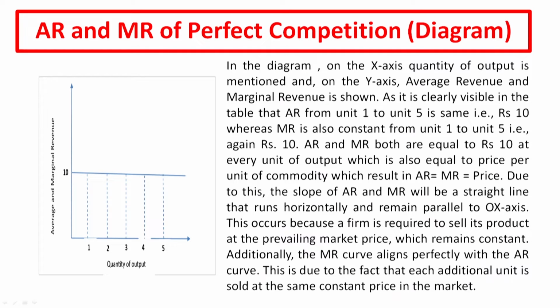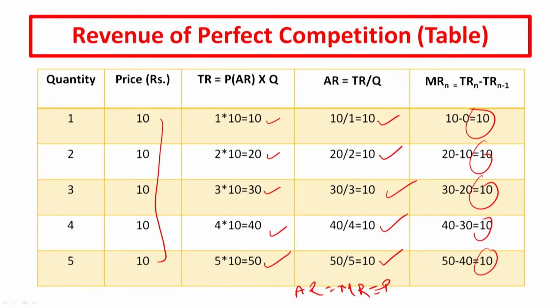Now in perfect competition we will be talking of AR and MR, as you are able to see in the diagram. On the x-axis, the quantity of output is mentioned, and on the y-axis, AR, average revenue, and MR, marginal revenue. As is clearly visible in the table, AR from unit 1 to 5 is the same, that is rupees 10, and MR is also constant from unit 1 to 5, again rupees 10. You are also able to see this from the diagram, constant at 10, and from the table it is constant at 10.